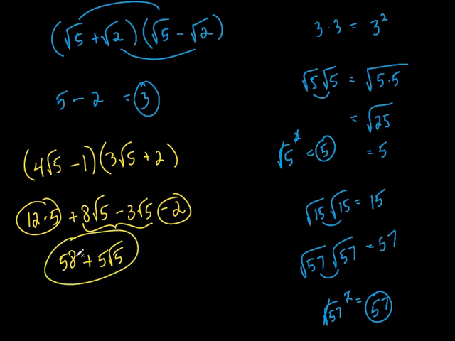You can't add those together. That doesn't have a square root of 5. You can't go 58 plus 5 is 63. You can't do that because this doesn't have a square root of 5 with it. They're not like terms, are they? So you can only keep it like that. That's the only way to keep it. There you go.